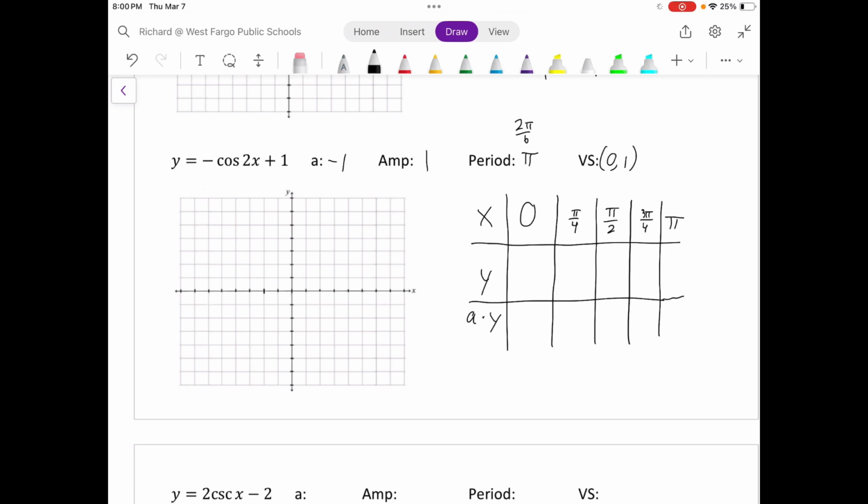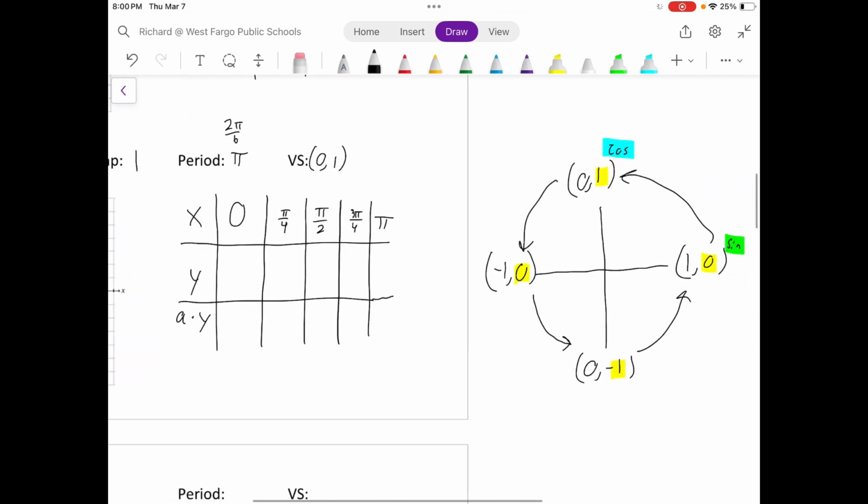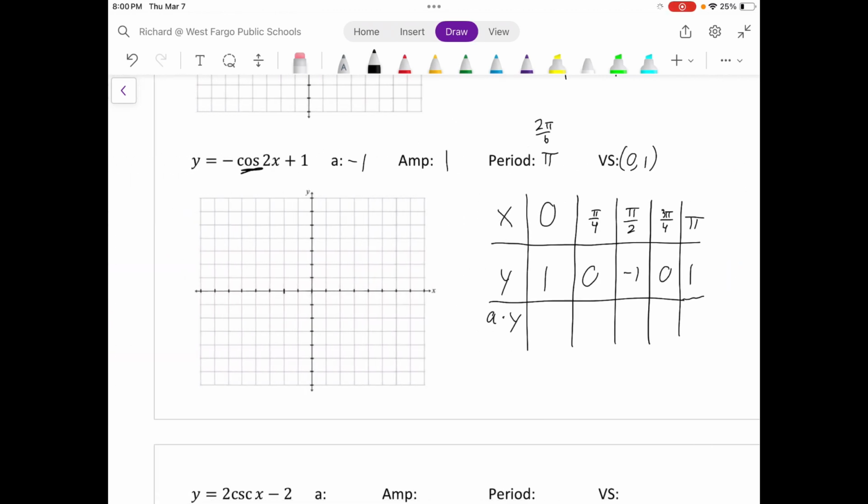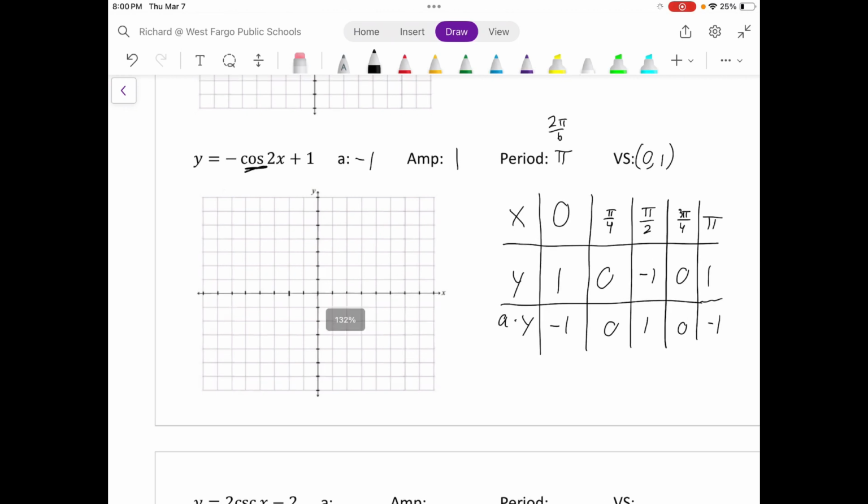Looking back at our equation, we know that this is a cosine. And looking back at our chart, cosine starts at 1. So we know that our first point will be 1, 0, negative 1, 0, and repeating back to 1. We will then take our relative y and multiply it by our a. So 1 becomes negative 1, 0 becomes 0, negative 1 becomes 1, 0 remains 0, and 1 becomes negative 1. We can then plot our points on our graph.